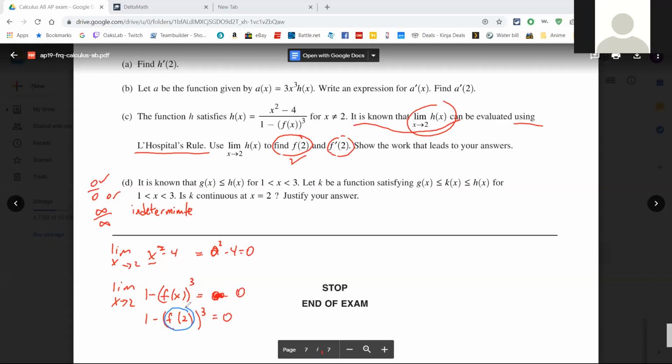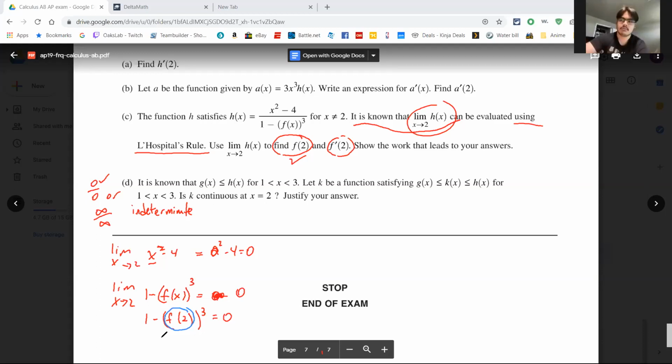So the tricky part was the beginning. Do you understand what you can do with L'Hopital's rule? So how do we solve for f(2)? Use your algebra skills. Come on, someone tell me the algebra skills to get f(2) by itself. So do we move the 1 first? Sure, we can subtract 1 if you want.